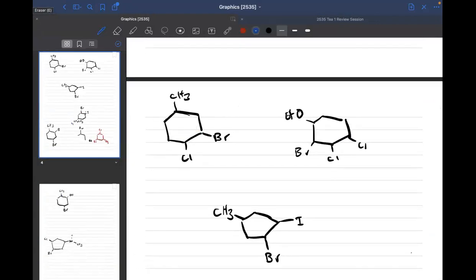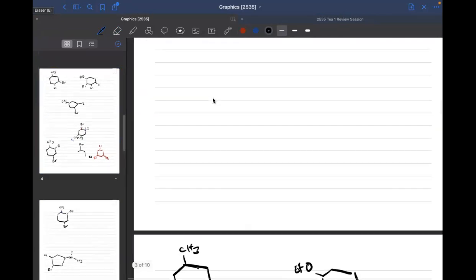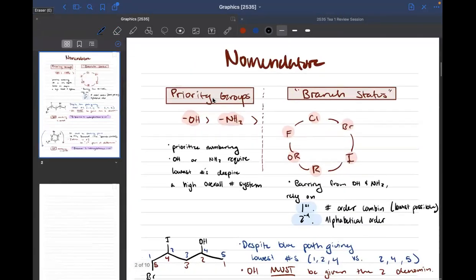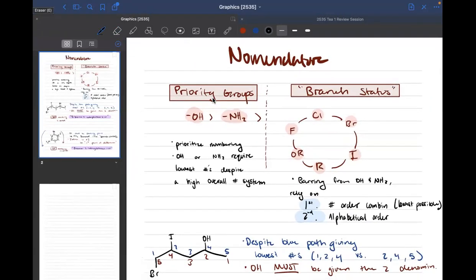This is something I already worked out before in some of my office hours, but let's just take a crack at it. So when it comes to naming, there are these statuses known as priority groups and branch status groups. Well, that's what I call them. So branch status means that they are all in the same playing field and we just want to denominate numbers that give us the lowest possible combination. That's what you've been working with.